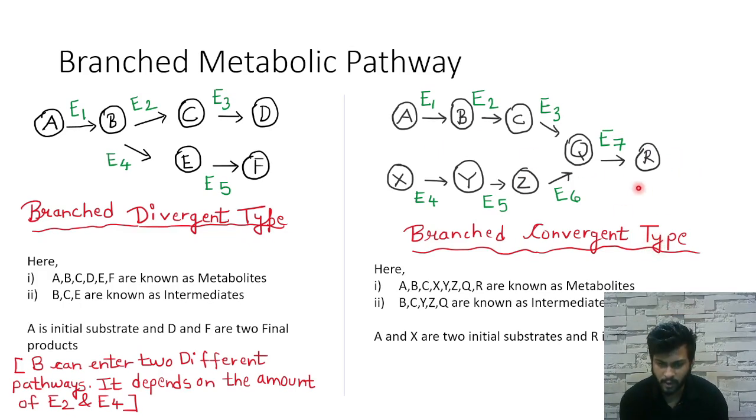If we look at the metabolites, they will be A, B, C, Q, R, X, Y, Z, everything. Intermediate means except initial substrate and final product. So except A, X and R, whatever is left is known as intermediates. So B, C, Q, Y and Z will be known as intermediates in this given metabolic pathway.